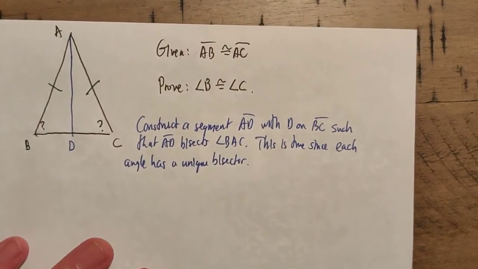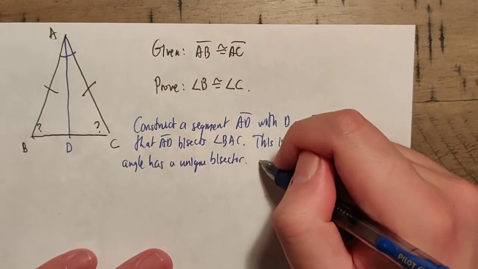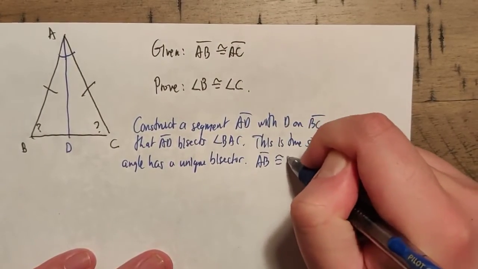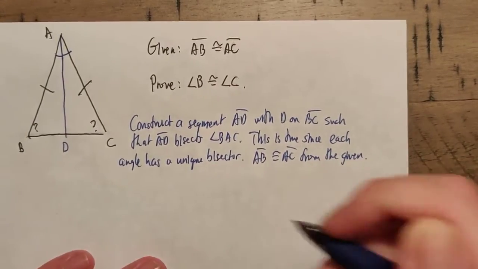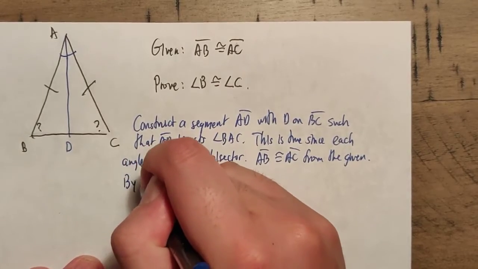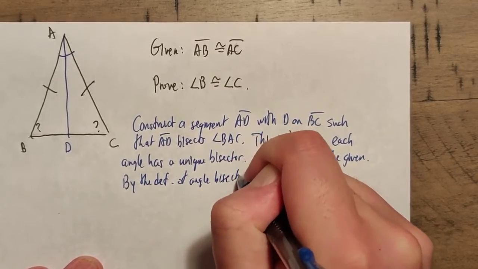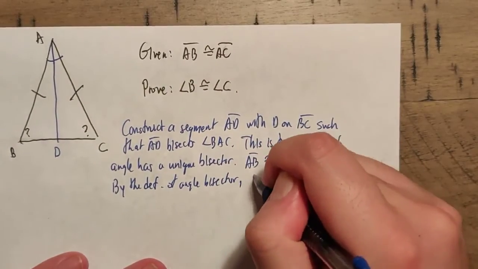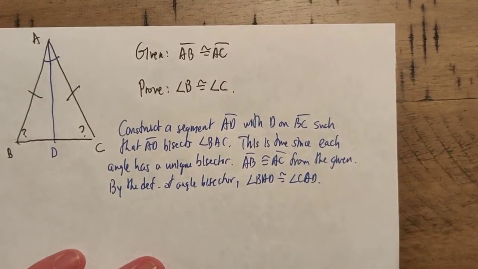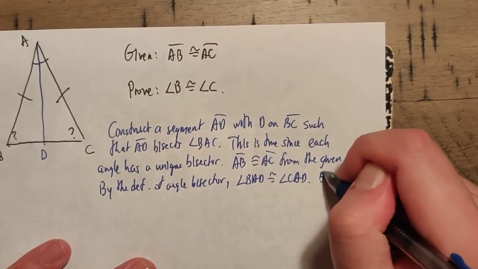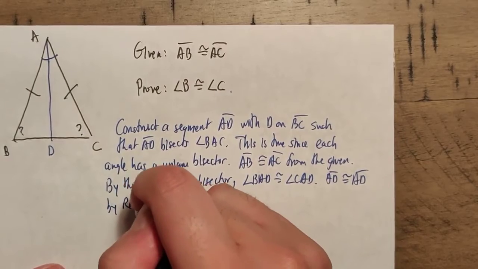But now that we have this angle bisector, that makes things a lot easier because now you can see what's going on. So we can say AB is congruent to AC from the given. By the definition of an angle bisector, notice that we're just gathering all our information here. We know angle BAD is congruent to angle CAD, so that's important. And we also have the good old reflexive property: AD is congruent to itself, by the reflexive property.